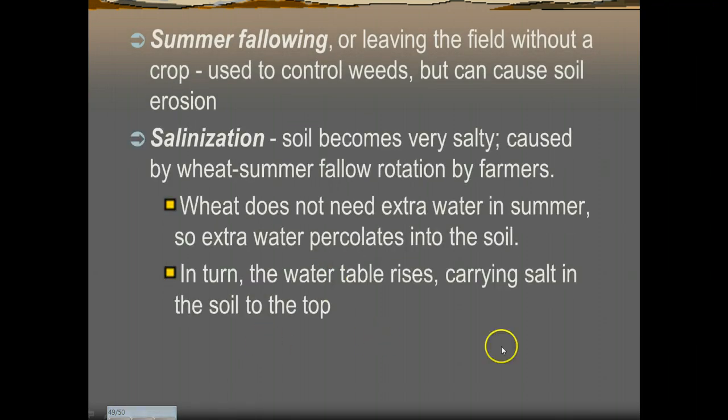Okay, I'm probably not going to finish all this. I have about a minute left, so let me just kind of scroll through these. Summer fallowing, leaving the land without a crop, sounds like a good idea, but it causes soil erosion, salinization. Okay, you've heard this word before. It has to do with the salt. Salty soil does not usually grow other crops well. That's because when farmers let a field go fallow, that sometimes causes that.